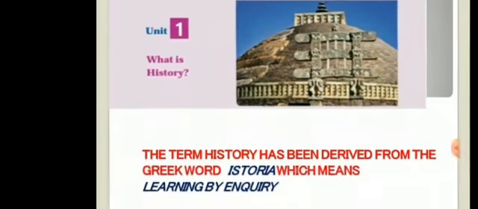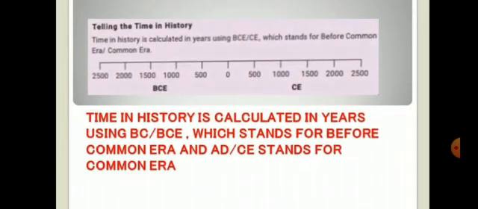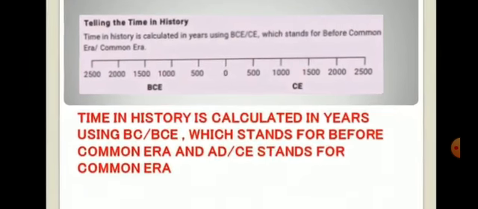And see the next one. This is telling the time in history. In history, a very important one is the time period. In which period did these people live? For example, the Old Stone Age people lived, and the New Stone Age people lived. So it is very important to know in which period the people lived. That's why telling the time in history is very important.